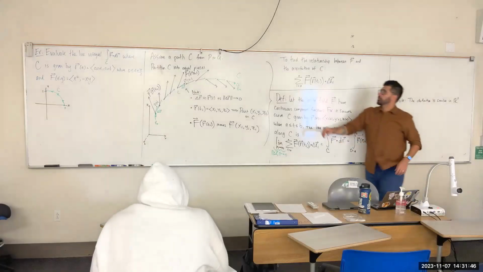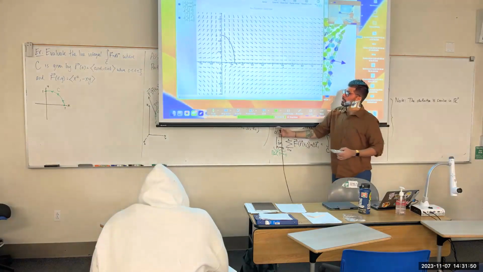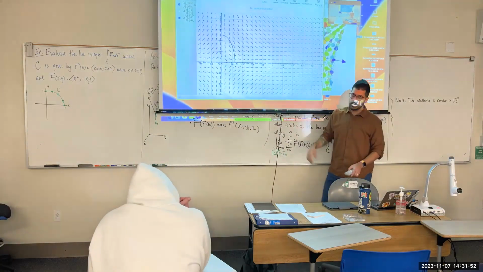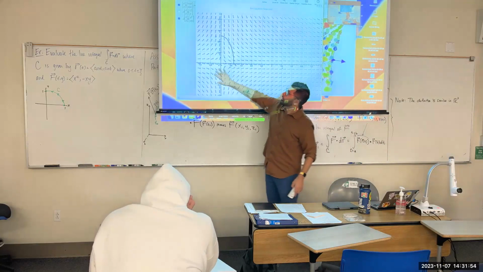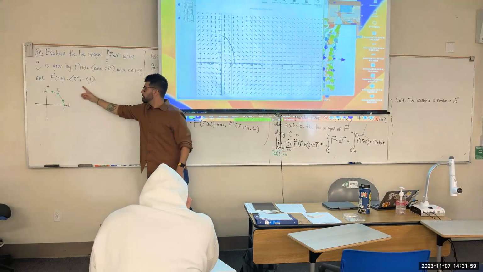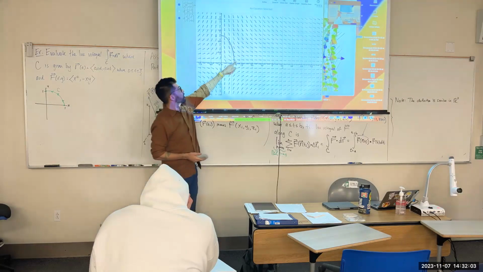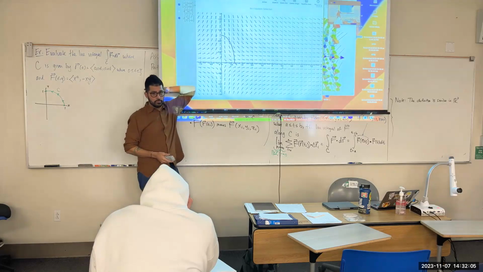Okay, here's what we're dealing with, guys. It's a little off scale, okay? But this is the vector field, x squared and then minus xy. That's what the vector field looks like, okay? And then this is the path, C.